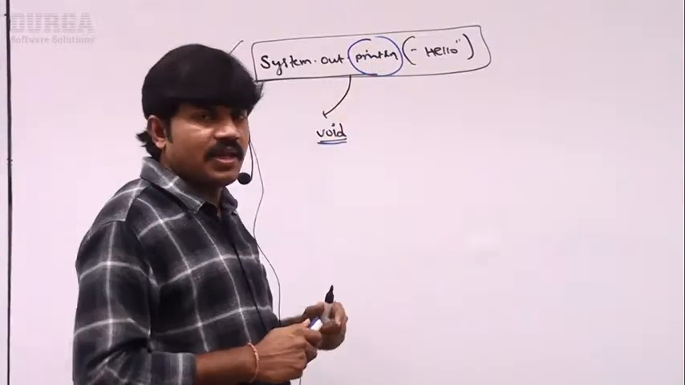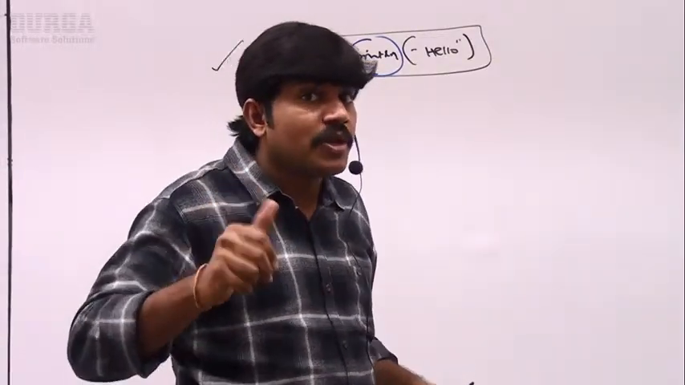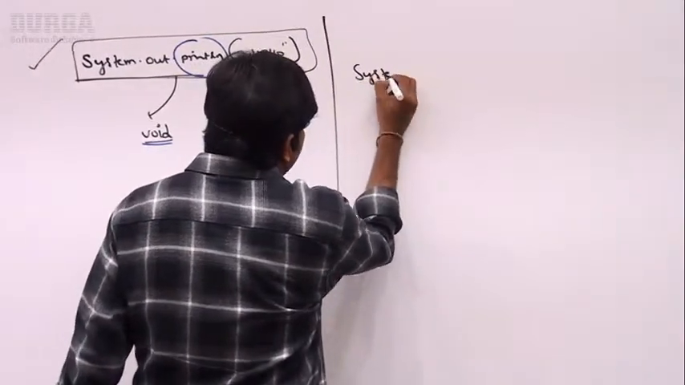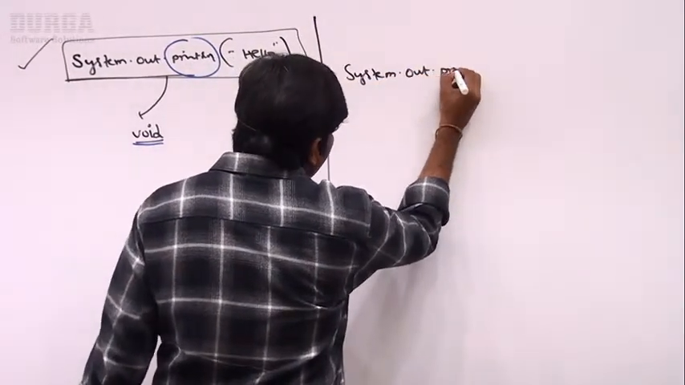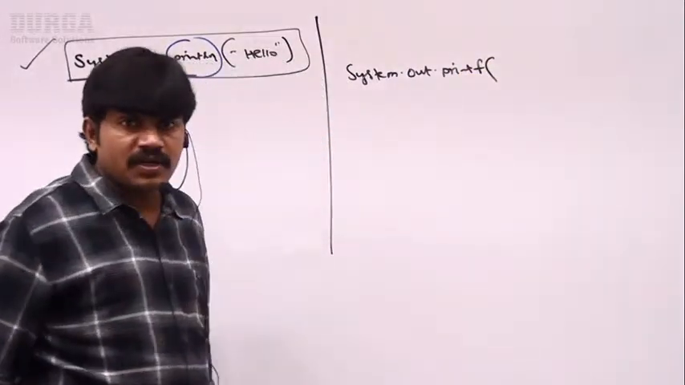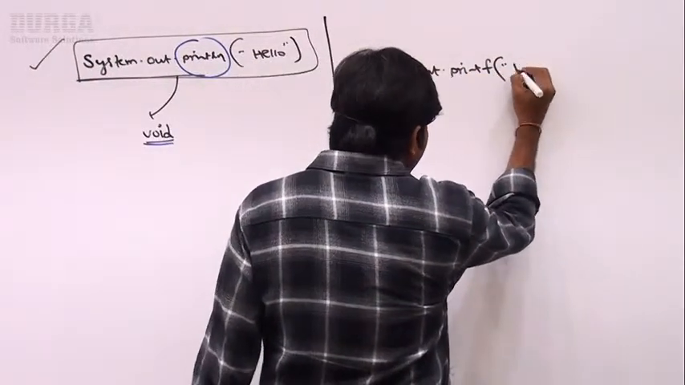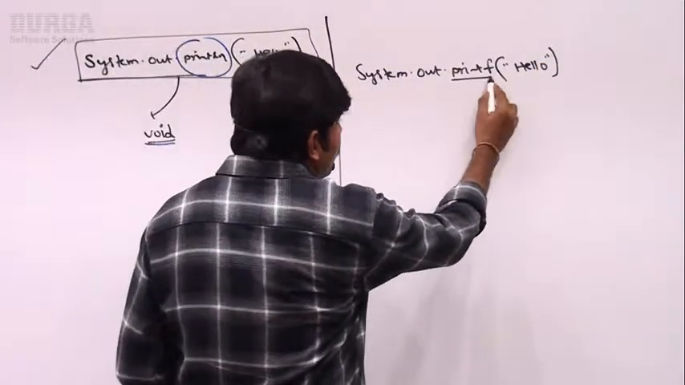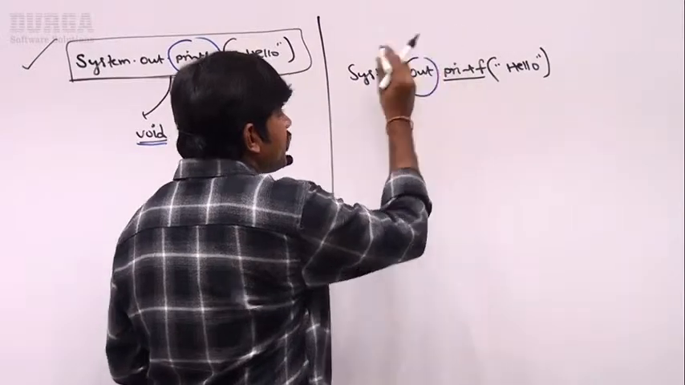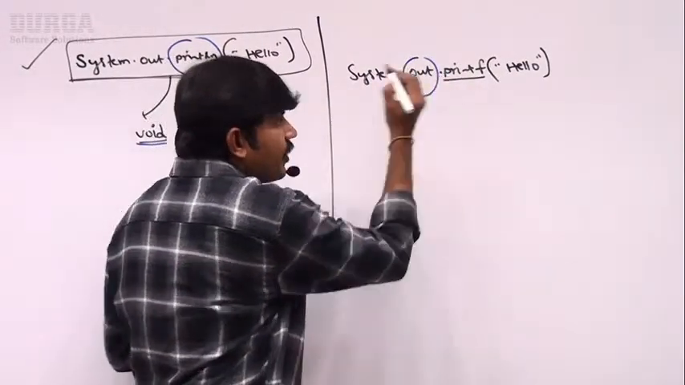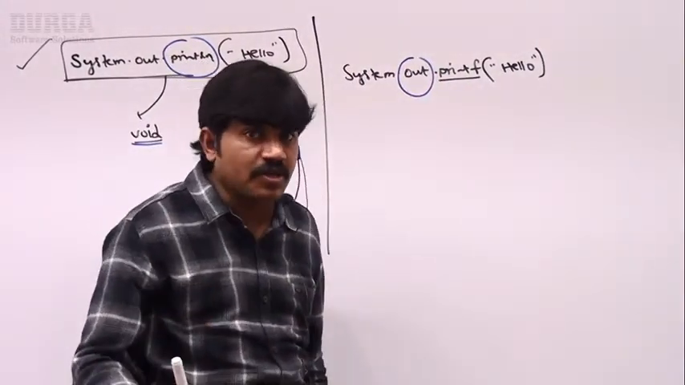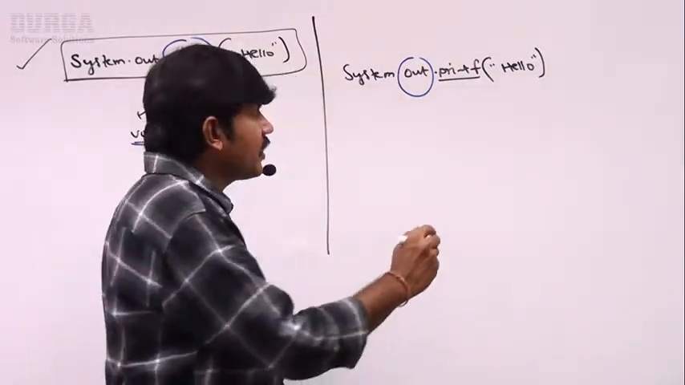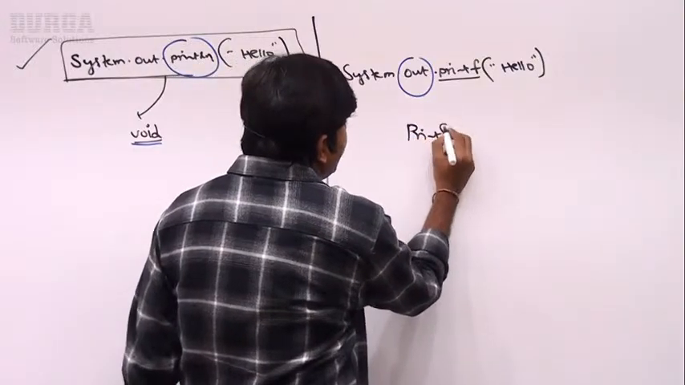But instead of println, you can take the printf method. Have you observed? Just observe System.out.printf method. I'm taking hello, sir. Do you know the printf method is also available in the PrintStream class only. The System.out.printf method is also available in PrintStream. The return type of the printf method is not void. The return type is PrintStream only. Remember that.